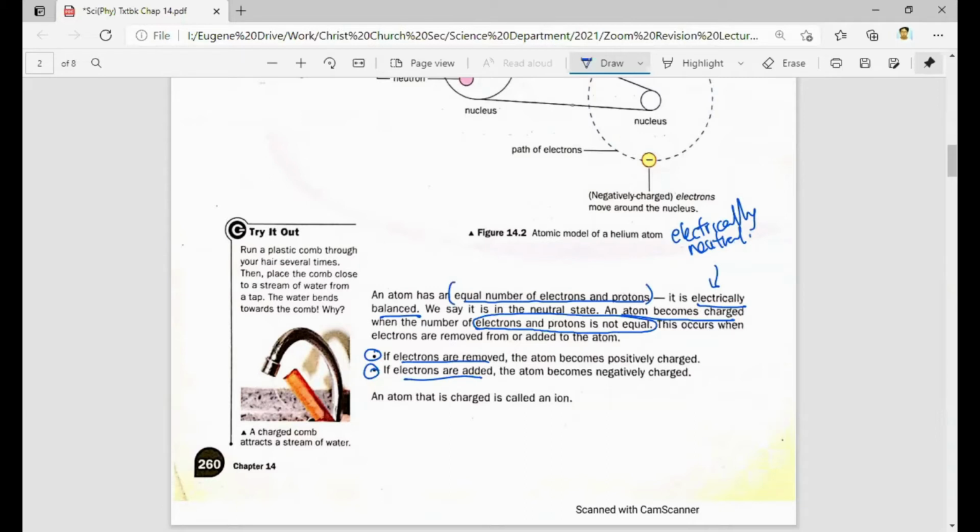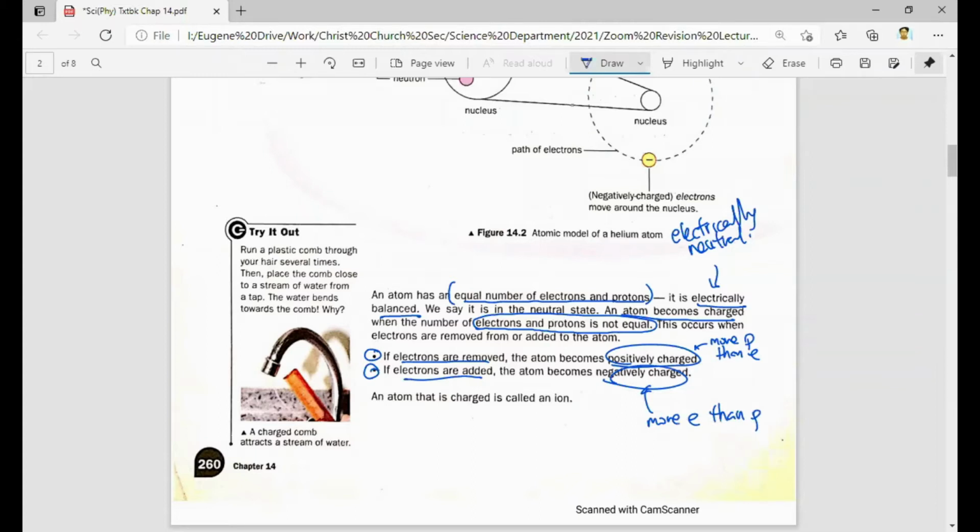When we remove electrons, the atom becomes positively charged because I removed negative charge. So overall, the atom has more protons than electrons, more P than E. That's why it's positively charged. If electrons are added, there are fewer P and more E than P, so more electrons than protons.